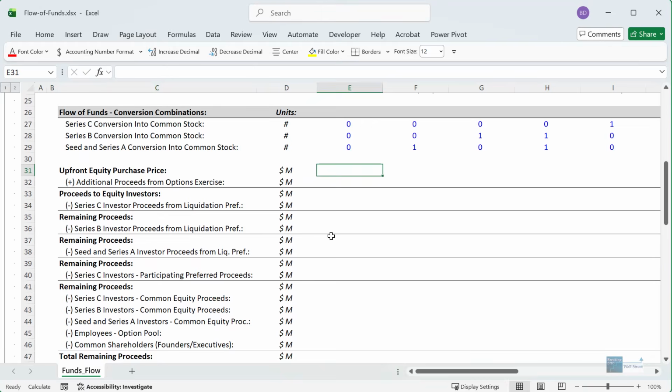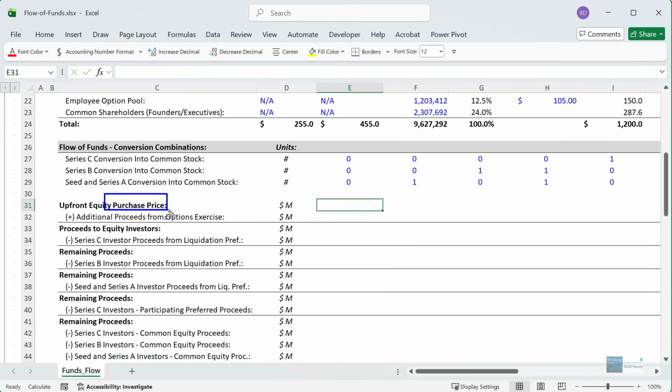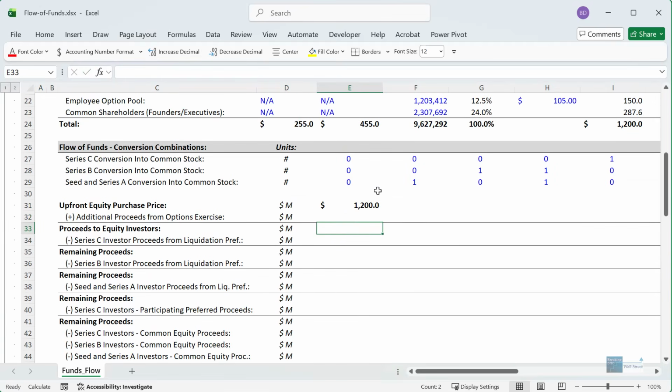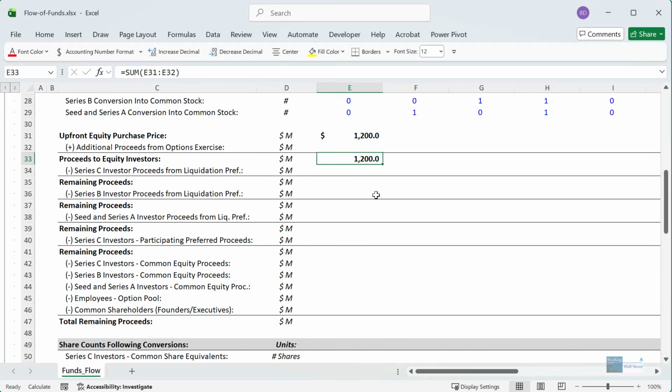Now, once you have this, you want to start by linking in the upfront equity purchase price. It says purchase price here because this is from the perspective of the acquirer in this deal. So let's link to the 1.2 billion and I will anchor this. I will ignore the additional proceeds from option exercise for right now, and I will just add up the proceeds to the equity investors right here.